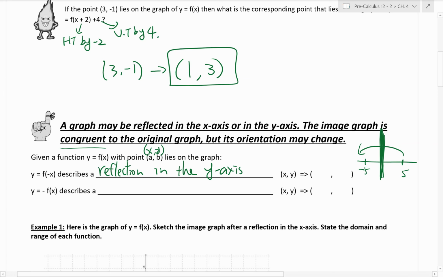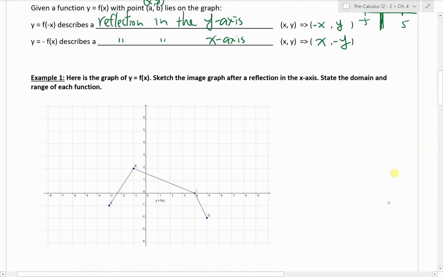In other words, y equals negative f of x. So here we're changing the y value to negative, or from negative to positive. This is a reflection in the x-axis. Okay, and the coordinates of x and y, if there was a reflection in the y-axis, that means we're switching x values from positive to negative, or from negative to positive. So x becomes negative x, y remains the same. If it's a reflection in the x-axis, that means x remains the same, but y becomes the negative of what it was before.